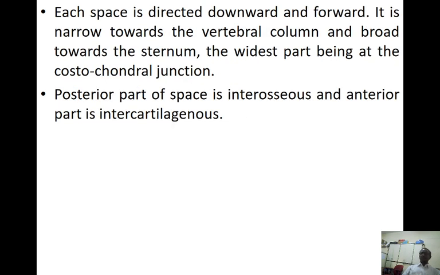Each space is directed downward and forward. It is narrow towards the vertebral column and broad towards the sternum, the widest part being at the costochondral junction. The posterior part is spacious. The posterior part of the space is interosseous, that is between the bony part of the ribs, and the anterior part is intercartilaginous, that is the cartilage of the rib.